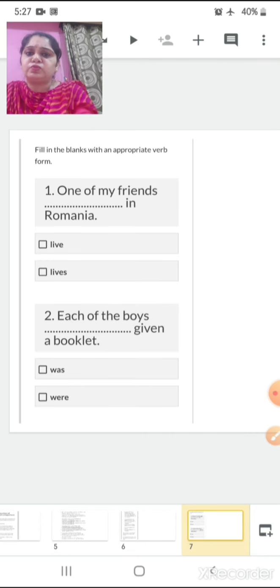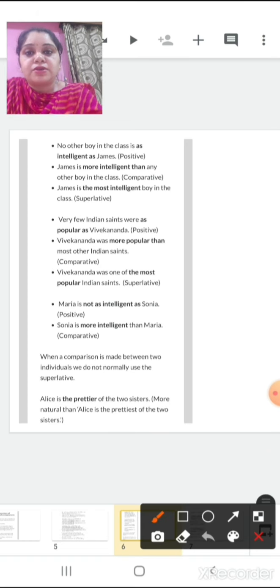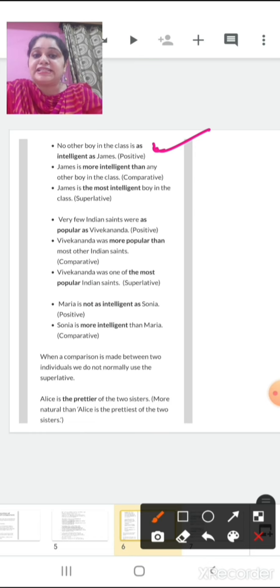Now, before going to this, we have one more slide to be explained because this is a little important for you. No other boy in the class is as intelligent as James. We have already done that. Now, very few Indian saints were as popular as Vivekananda. This is the very first example I gave to you. Very few means out of the lot, only some were there. This is the explanation of the positive sentence that we are talking about.